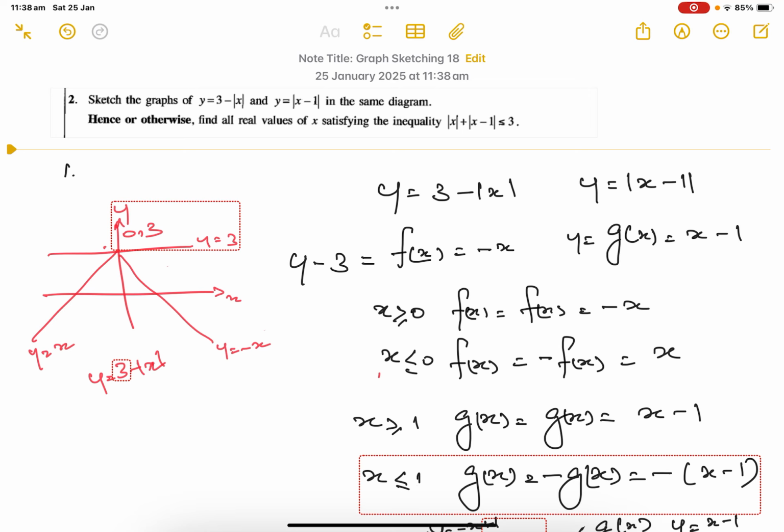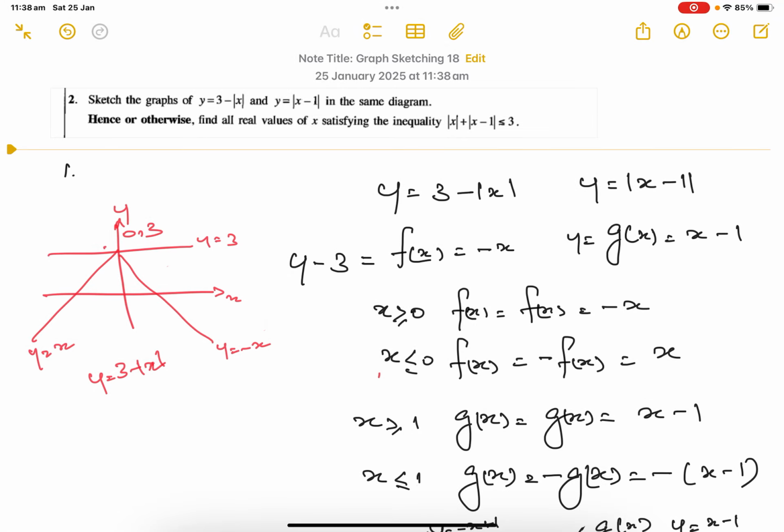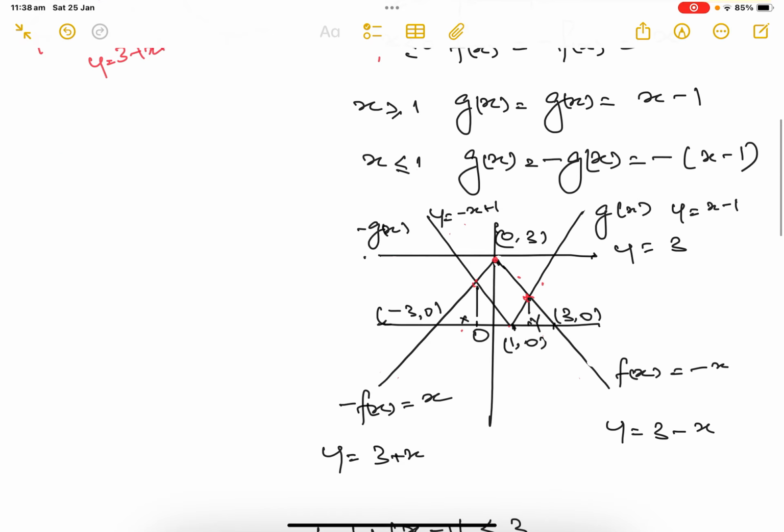So having done all that, the graph we have sketched, the whole lot, is y equal 3 minus modulus x. We can look at it here. So I just put the sketch here. This part, f(x) is minus x, and the left hand part is minus f(x), that is equal to x. So the whole thing is y equal 3 minus modulus x. This graph is done.